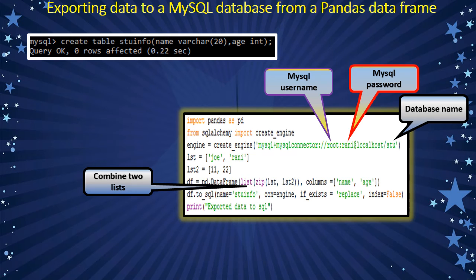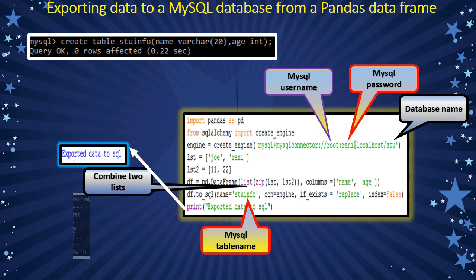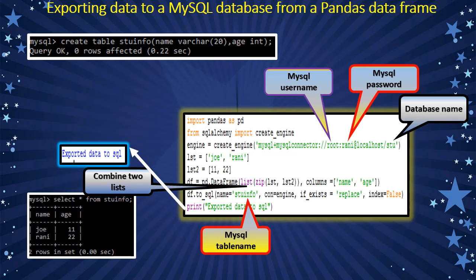So name equal to student info is the SQL table name, and con is the connection engine. If_exists replace. This is the first time, so it will not replace any values. See now, exported. After executing this program, you open MySQL and check it. The data are updated there. So the data are exported into the table stu_info.